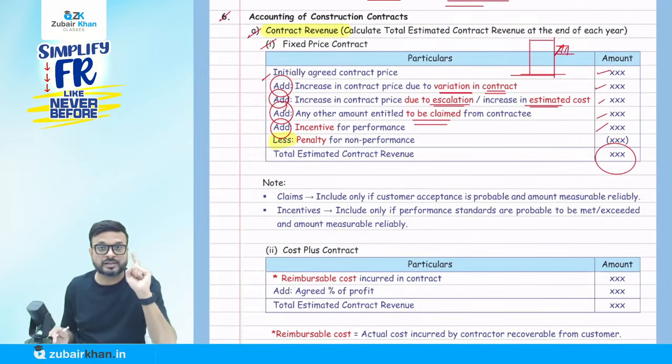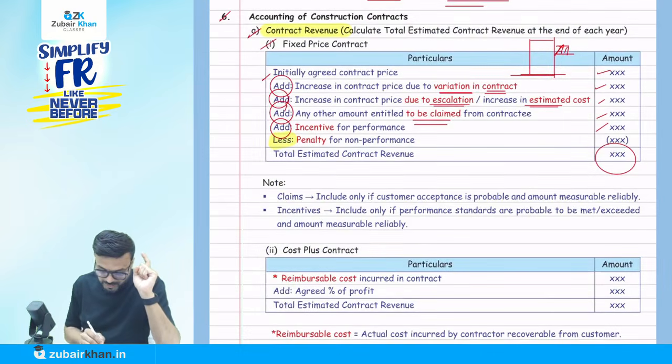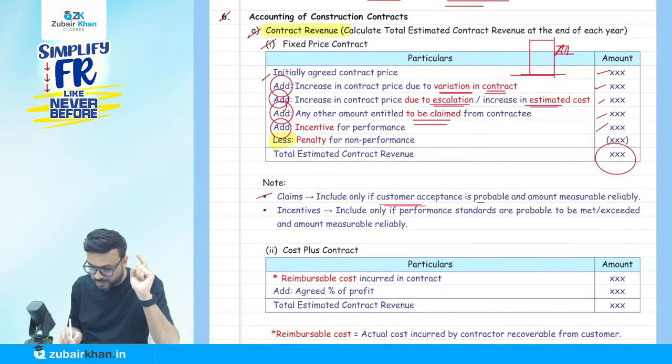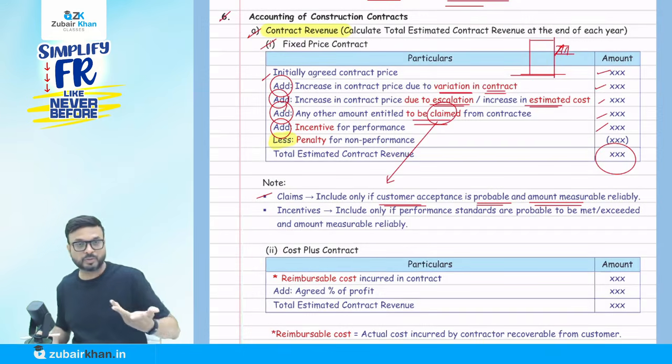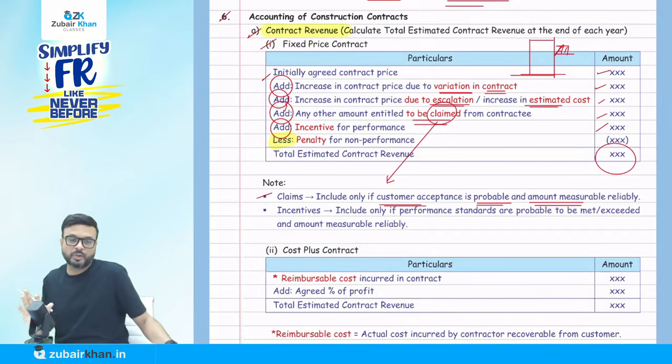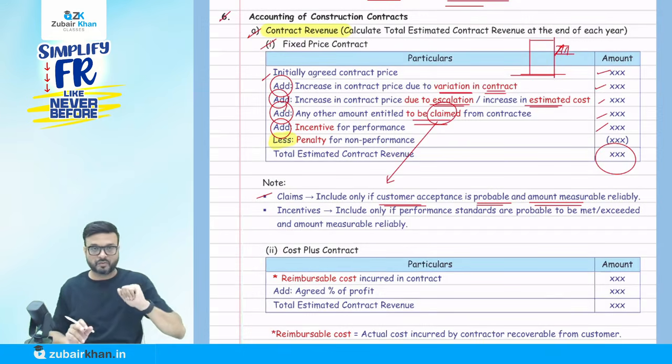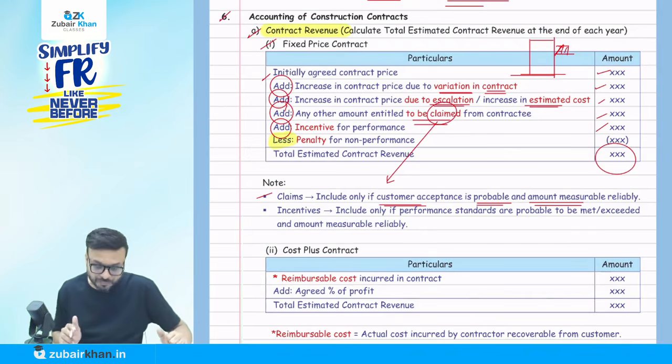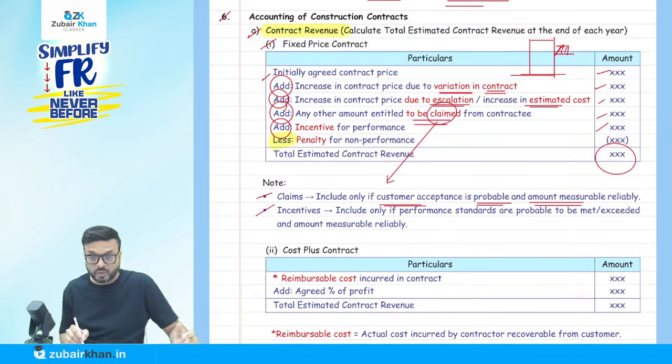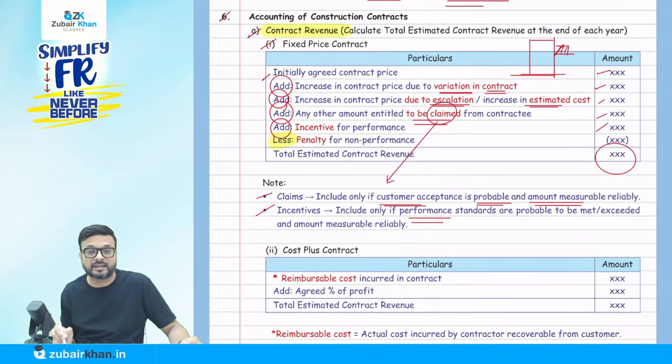Now understand the note on claim. What do you mean by claim? It is mentioned that it is included only if customer acceptance is probable. I say I am to claim a certain amount from you, but it should be recoverable. I cannot just say, okay, I have incurred this much amount, I will recover it from you. You have to agree on that. Okay. Incentive means include only if the performance standards are probable to be met or exceeded and the amount is measured reliably.